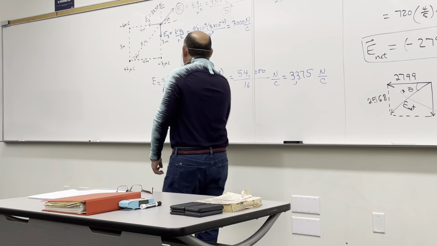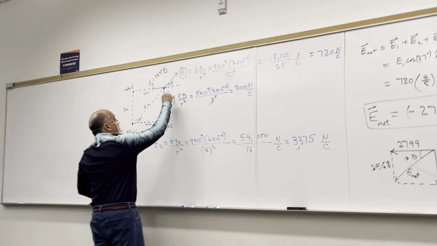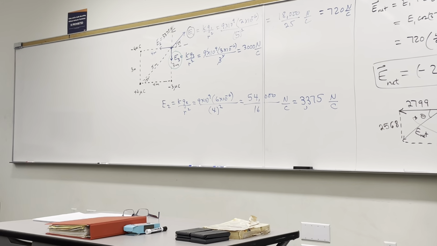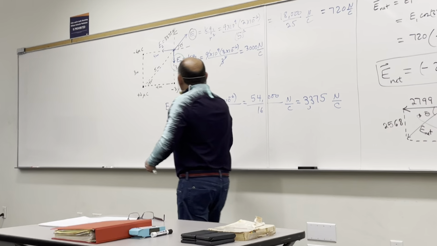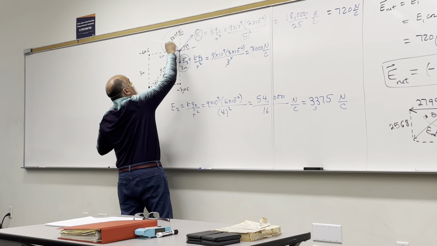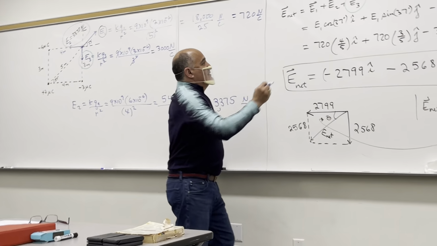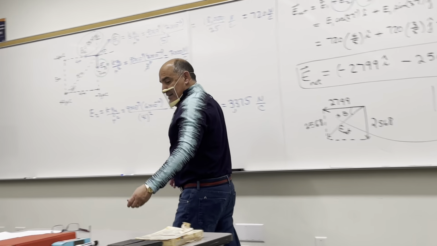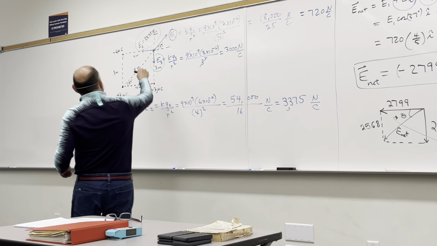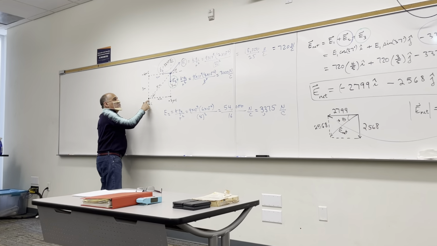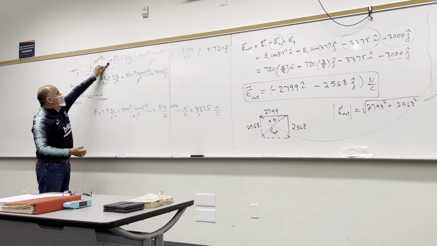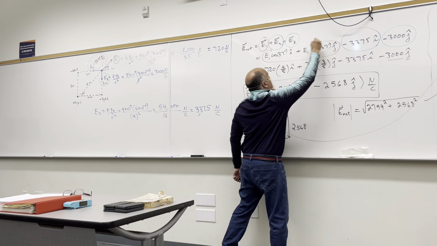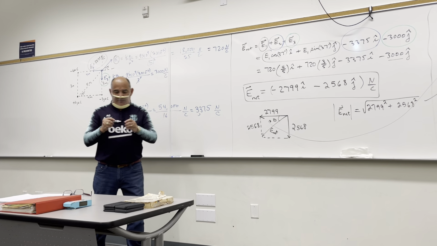So this vector here points in the negative y direction. That's this one, and that's this one. And this vector here points in the negative x direction. So that's this one, and that's this one. And E1, the electric field generated at this corner by the charge at the opposite corner, has both an x component and a y component. And that's this, which is this. And the rest is just algebra.